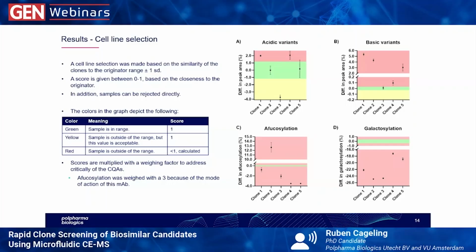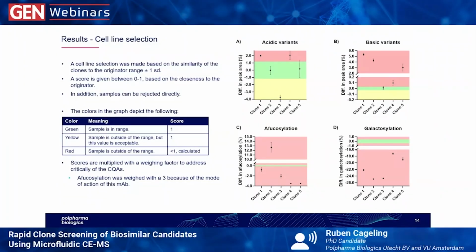In addition, samples can also be rejected directly if we would have found modifications that could be potentially harmful. So you can see in the graphs on the right that for each of the critical quality attributes, these values are plotted, and you can see that some are in the yellow or in the green range or in the red range. And these colors mean the following. So if it's in green, the sample is in range, and then it gets a score of 1. If it's in yellow, then the sample is outside of the range, but still this value could be acceptable. So we give it also 1.